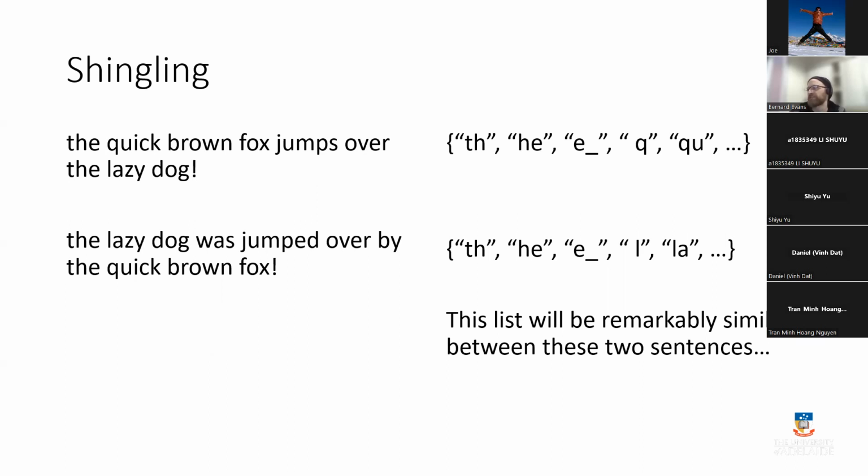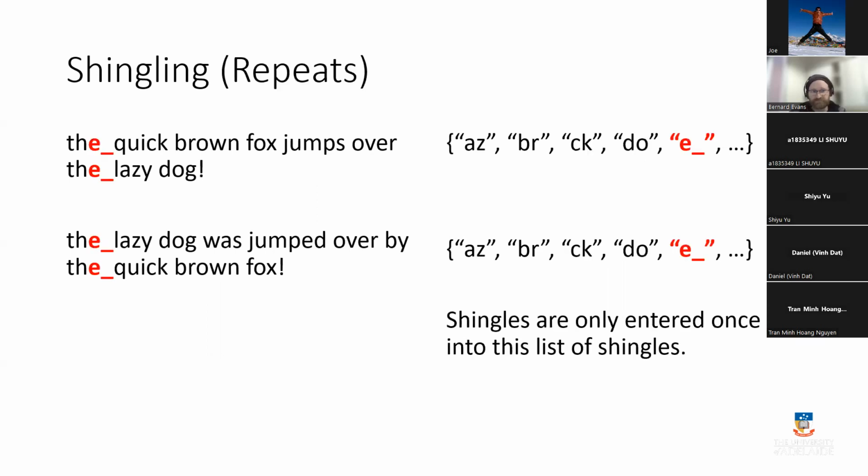They have lots of similar elements in them. We don't do repeats, this is just a general thing. You see how I have an E space and an E space, or I could have an HE and an HE, I don't enter them again. If I get them twice, I don't enter them again. So my shingles are just AZ, BR, CK, DO, that's the order if I've sorted them, and then I'd have E space. I don't have 2 E spaces, I just have 1, even though in both sentences I have 2 E spaces.